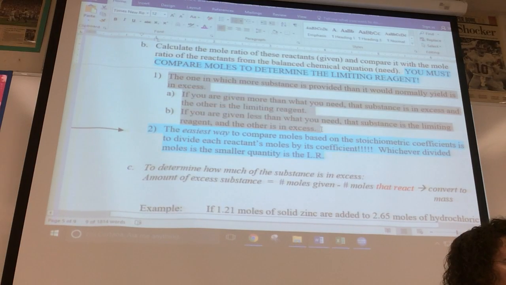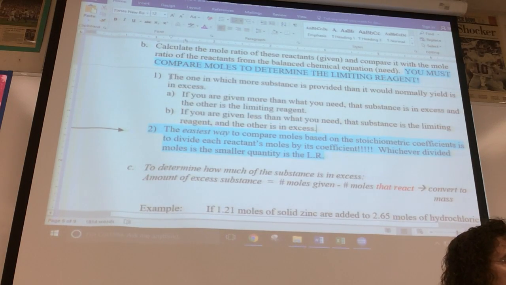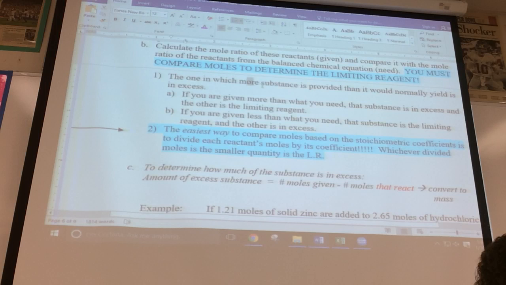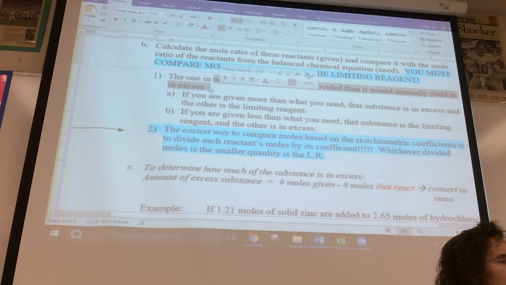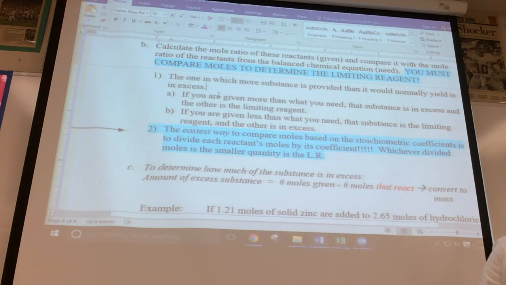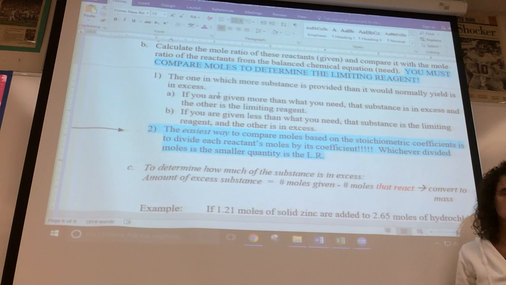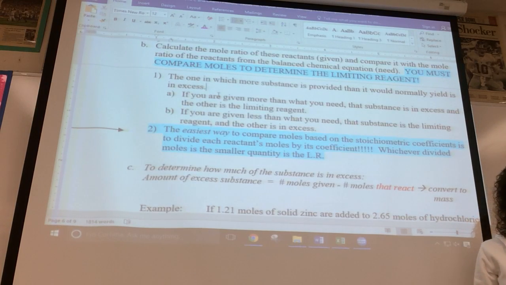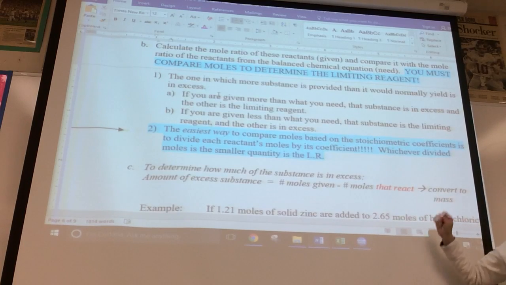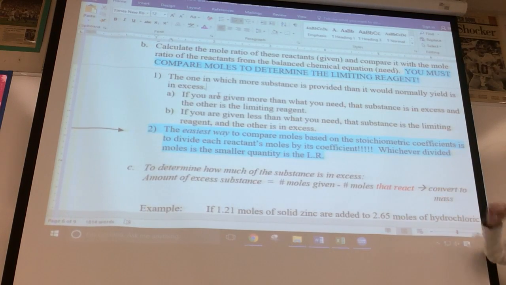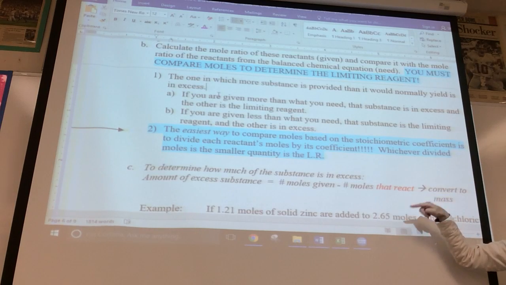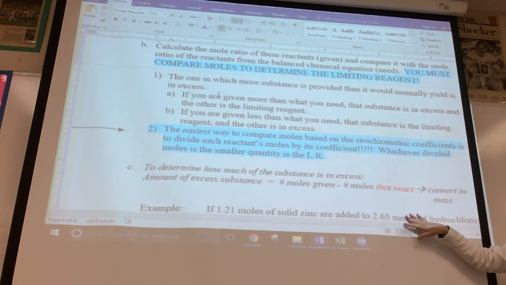This piece is a little tricky. I will explain this piece in far more detail as we go. It says the one in which more substance is provided than what it would normally yield is in excess. That is to say, if you are given a quantity which is greater than what you need from the balanced chemical equation, then that substance will be in excess, and the other will be limiting. If you're given less than what you need, then that substance will be limiting, and the other is in excess. I'll explain that with our example because it won't make sense till we get there.